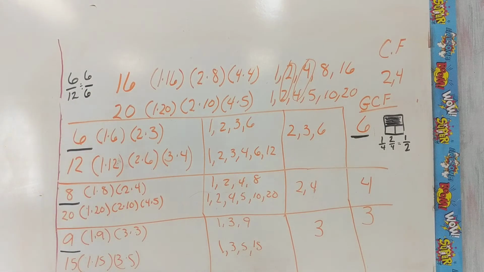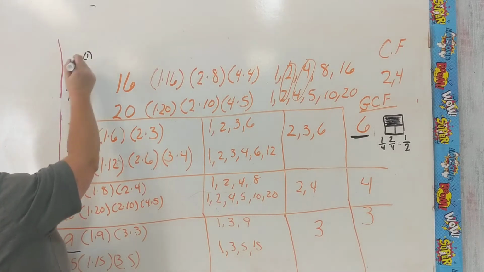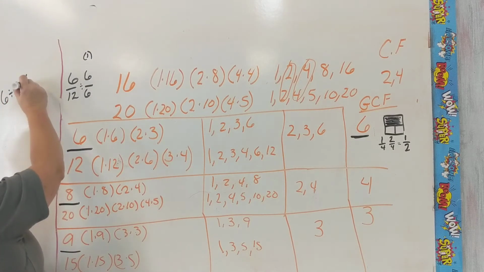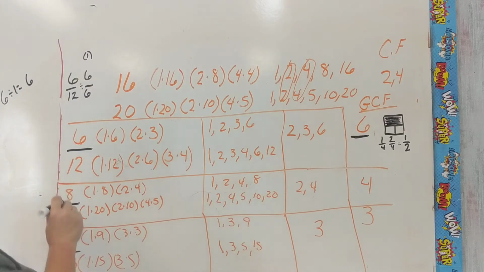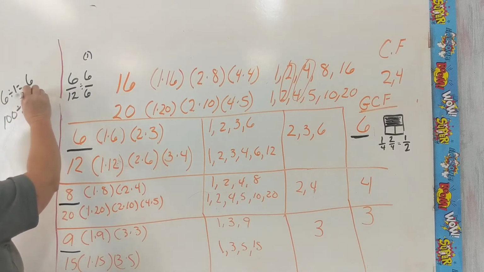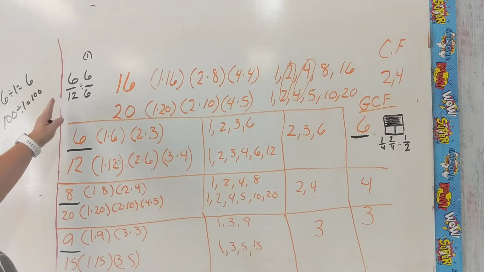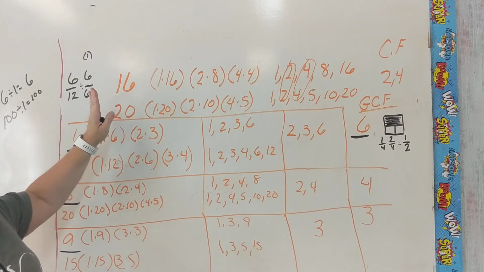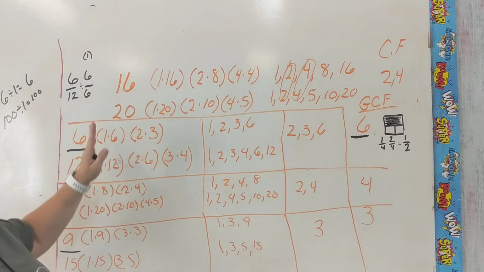Guys, what are we really just dividing by? What's 6/6? 6/6 is 1, right? And whenever you divide any number by 1, what does it equal? It equals the same thing. 6 divided by 1 equals 6. 100 divided by 1 equals 100. It equals the same thing. That's why we can say that we're just reducing it to lowest terms. It's still going to equal the same.